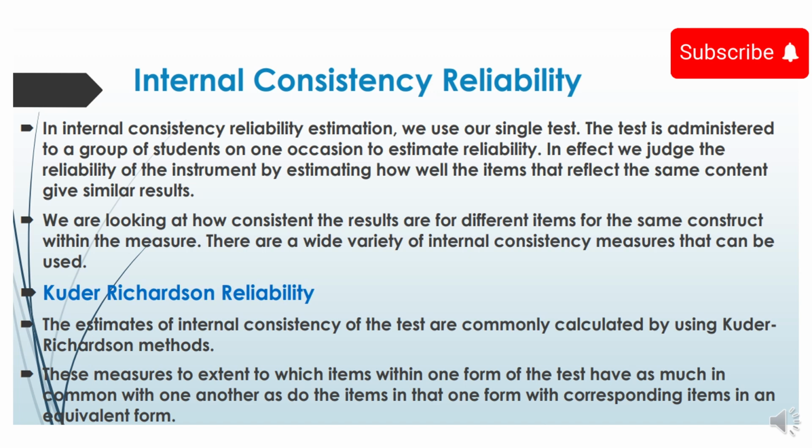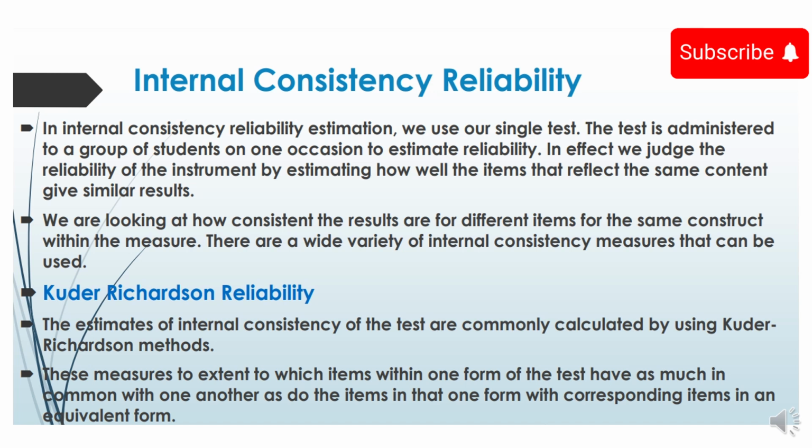The next is: what is internal consistency reliability? In internal consistency reliability estimation, we use our single test. This test is administered to a group of students on one occasion to estimate the reliability. In effect, we judge the reliability of the instrument by estimating how well the items that reflect the same content give similar results. So we are looking at how consistent the results are for the different items for the same construct within the measure. Therefore, there are a wide variety of internal consistency measures that can be used.